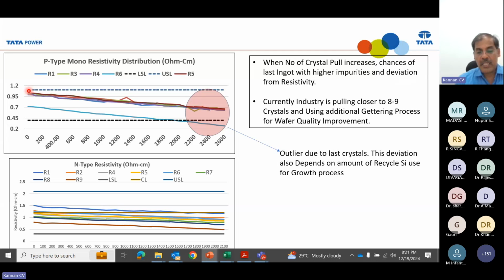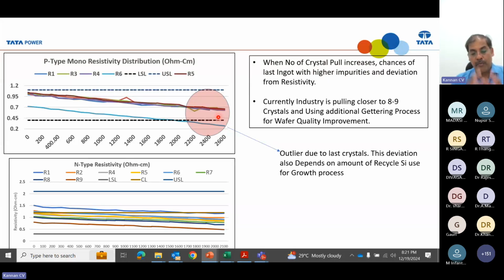This is the reason when you grow N-type crystal, the resistivity range across the crystal length is also wider than the P-type crystal ingot. And if you see here, at the last crystal, the resistivity is going out of control. So we probably have to cut this area, and we cannot use this entire crystal length for the next processes.